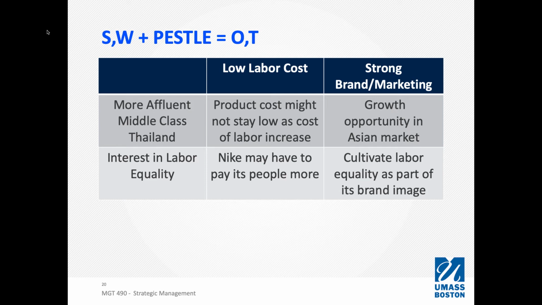Or you could say, you know, Nike's got a strong brand. It automatically puts it in a good position to take advantage of Asian markets. Okay? As people get interested in labor equality, well, a threat might be Nike might have to pay its workers even more. So what happens? Prices go up. Alternatively, they could try to cultivate labor equality as part of its brand image. Nike could be like, we are the kind of people that pay our employees more, so you should buy our shoes.